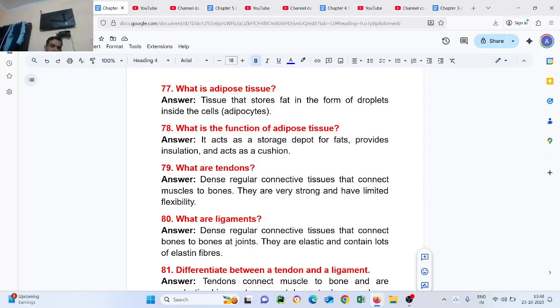Question number 80. What are ligaments? Dense regular connective tissue that connects bone to bone at joints. They are elastic and contain lots of elastin fibers.